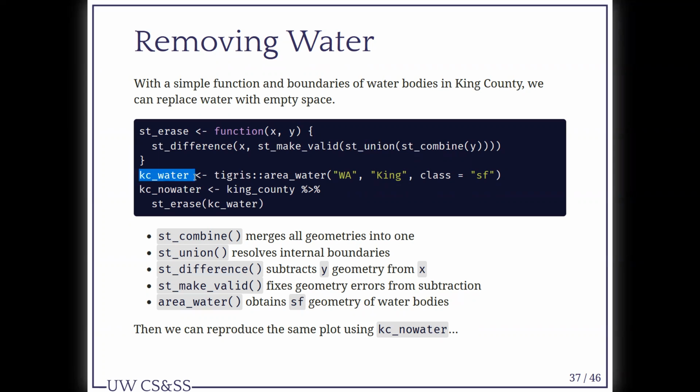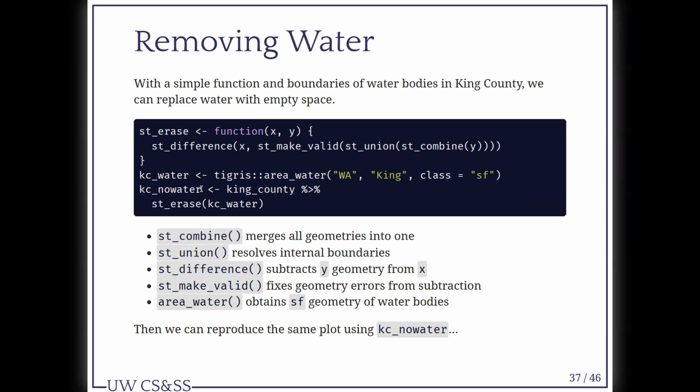And then I have this object called kc_water. And then we look in the tigris package, which is a really great way for you to just get information about maps that maybe would be difficult to find otherwise. So tigris has things like you can just get all of the water of all these maps, or circle all of these urban areas, stuff like that. So here I've gotten the area water of the Washington King County maps. And then I would like that as a simple feature.